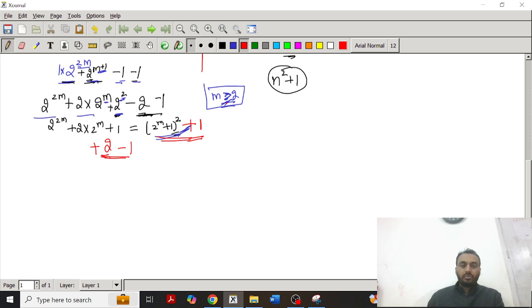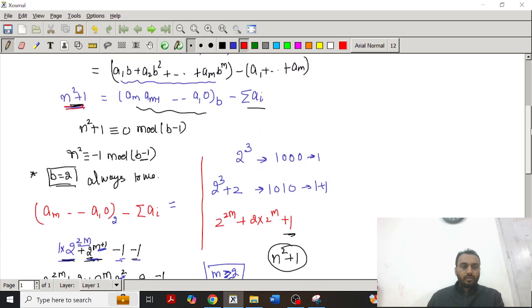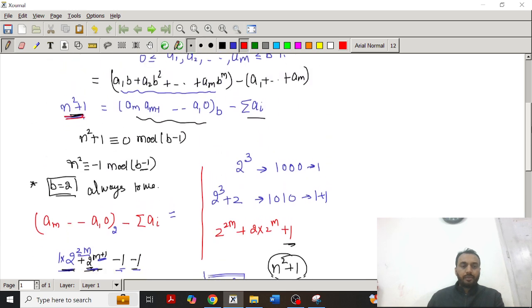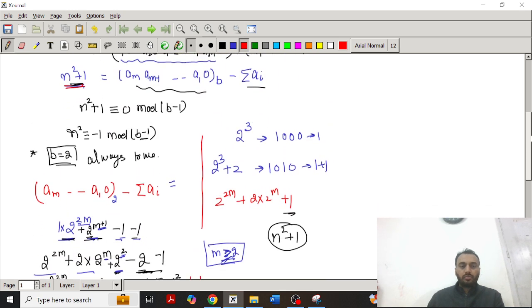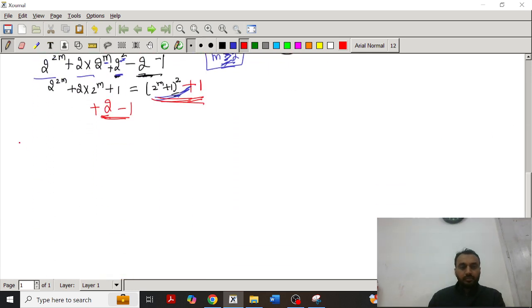For m greater than or equal to 2, you have infinitely many such numbers which are of this form. So we proved it for b equal to 2. Now if b is greater than 2, we are picking the case when b is greater than 2.